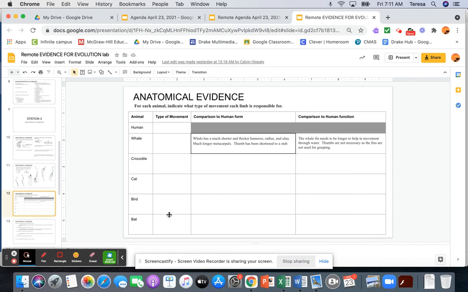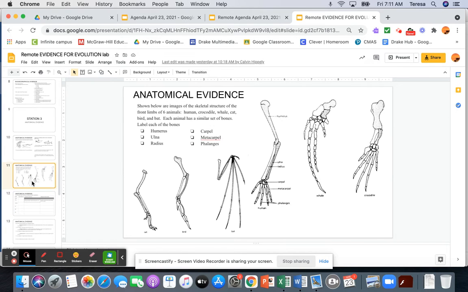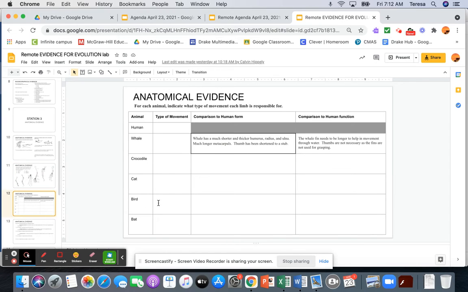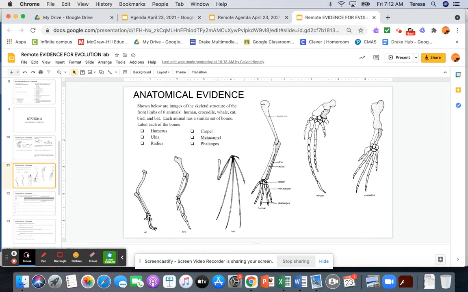Then you explain what type of movement these different bones allow for in the organism. So like a bat, these bones allow the bat to fly. That would be the type of movement here. And then you would compare to the human form. So you would look at the bones in the bat and say, okay, the phalanges are much skinnier and longer in a bat than they are in the human. And the humerus is shorter. Same thing with the radius and the ulna. And the carpals are a little tinier.